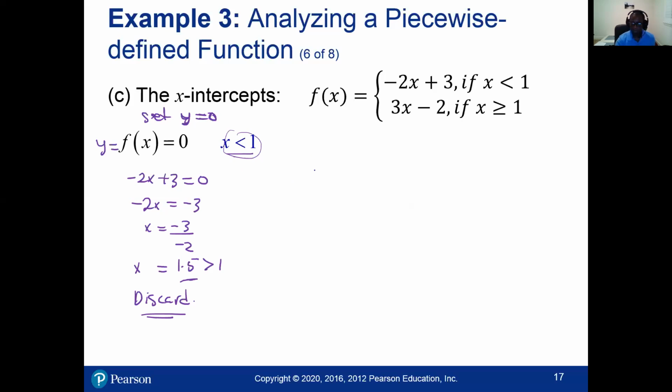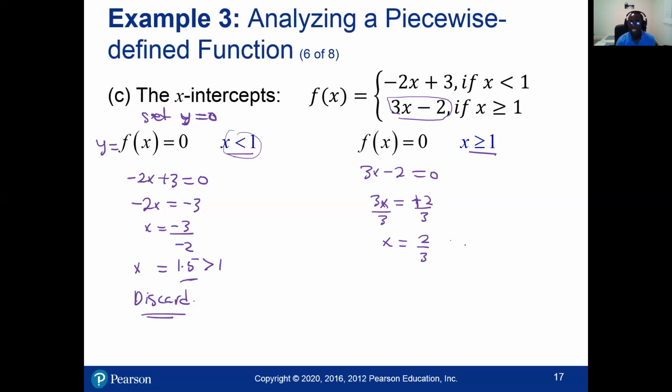On the other hand, when x is greater than or equal to 1, we use the second function, the bottom one. So that is 3x minus 2, y is equal to 0. Let's solve for that. We have 3x is equal to positive 2, and then we divide both sides by 3. So x is equal to 2 over 3. Actually, this is less than 1. Again, you discard this value of x for that domain.